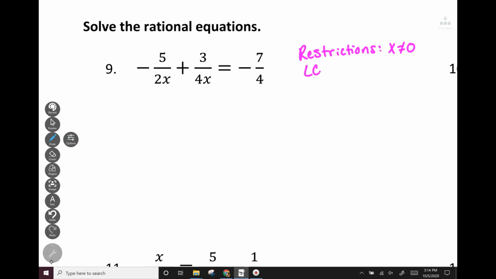Now let's get our least common denominator. Here that's going to be 4x. So we'll multiply both sides of the equation by 4x.